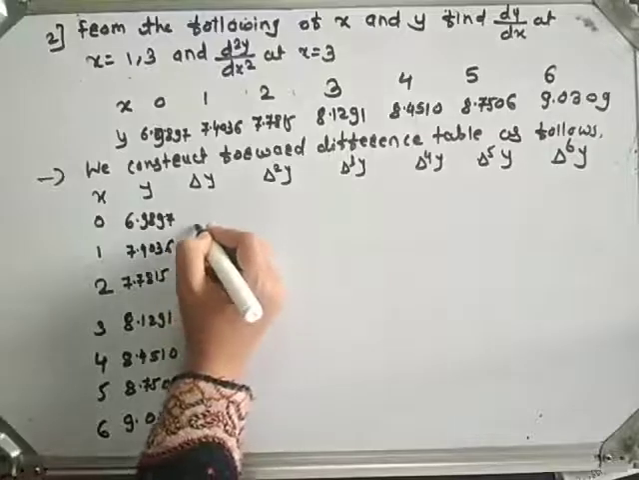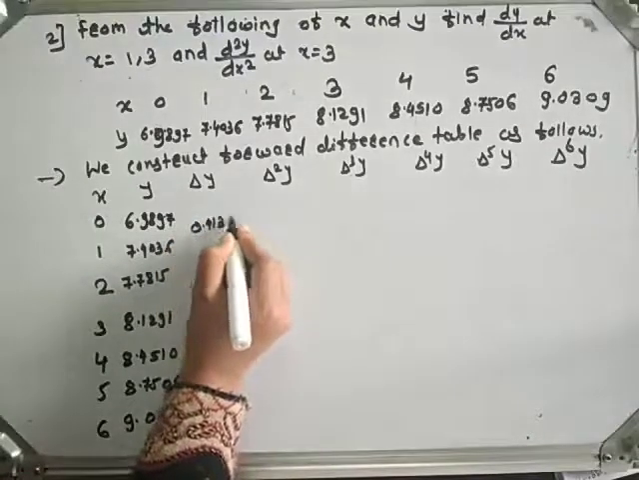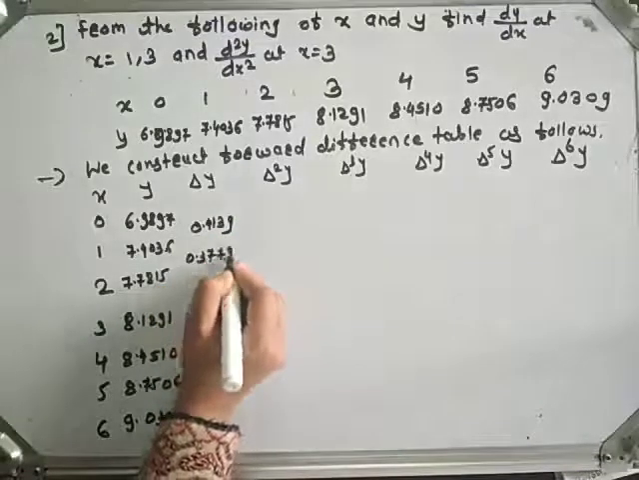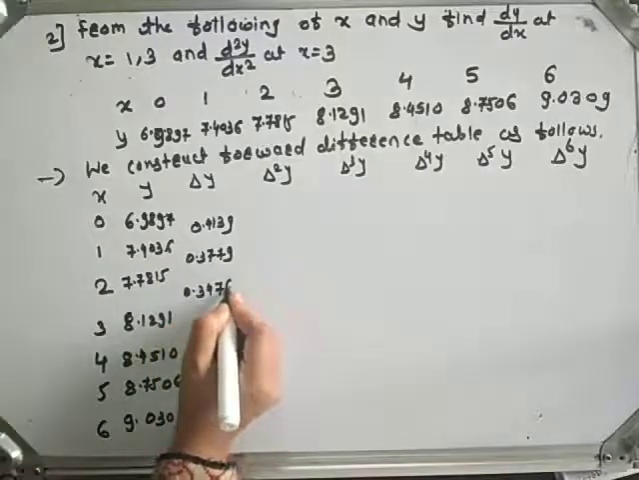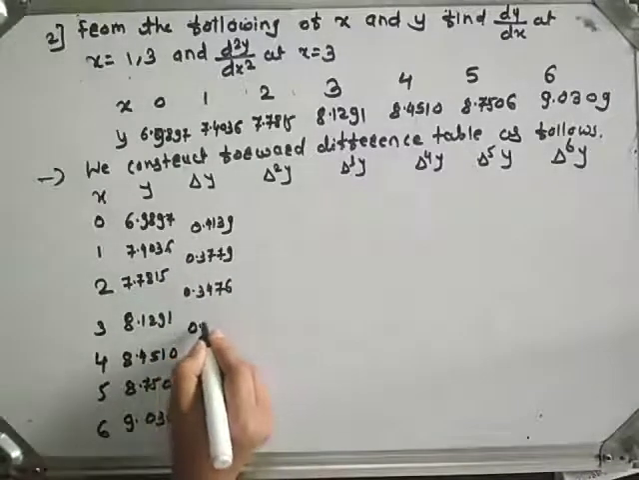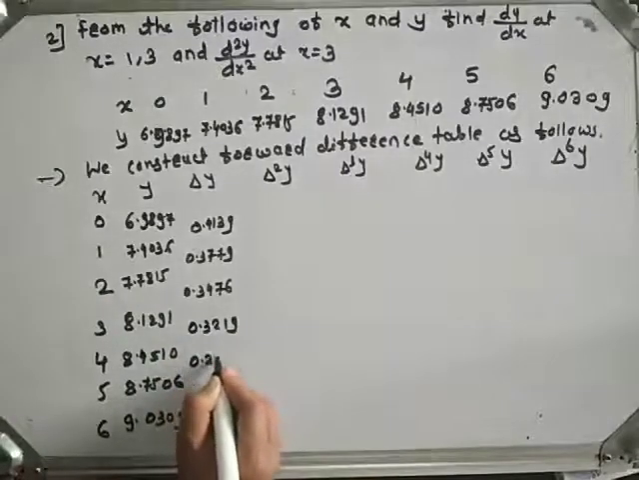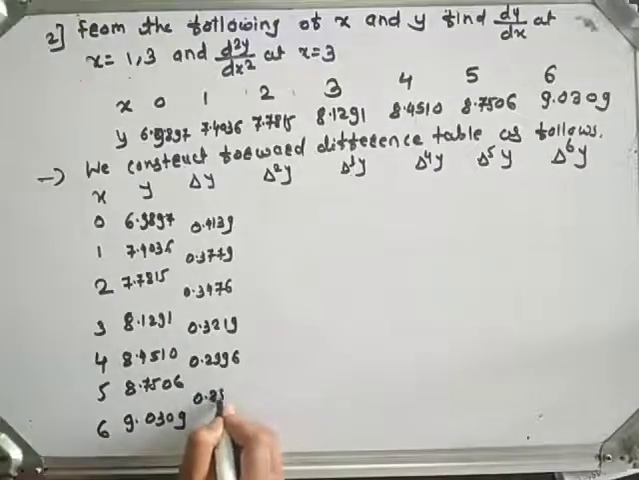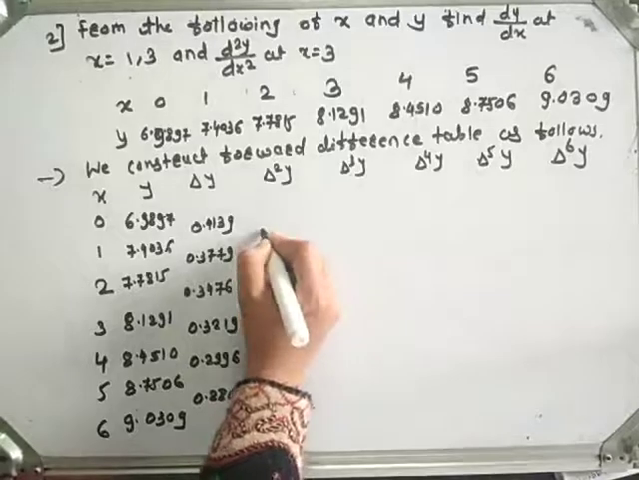This minus this, you will get 0.4139. Here is 0.3779. Here is 0.3476, 0.3219, 0.2996, 0.2803.